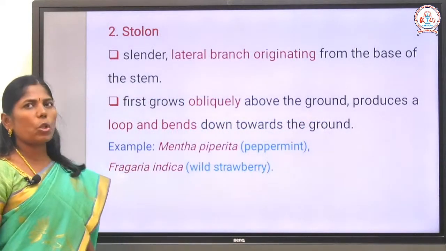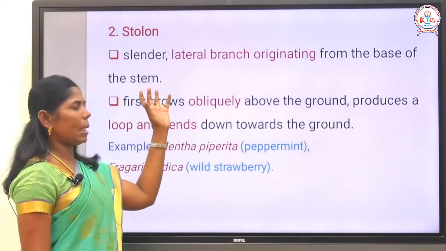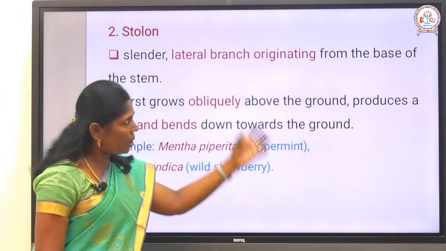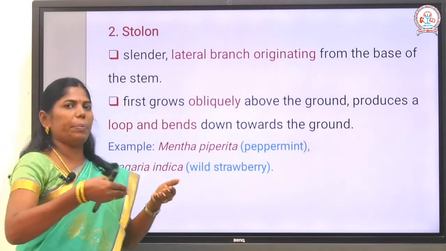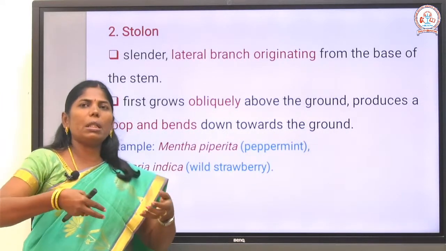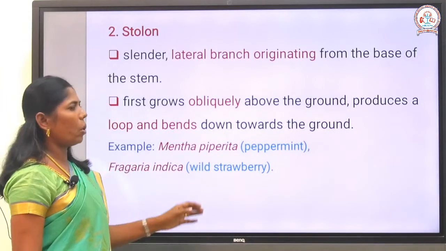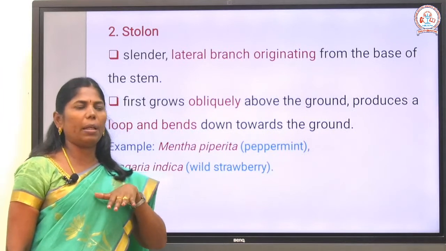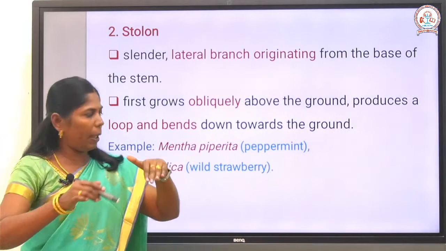The next one is the stolon, which is also in this category. It is slender, meaning very soft in nature, and the lateral branches originate from the base of the stem. At the basal region, the lateral branches start. First it grows obliquely, meaning in slanting positions.